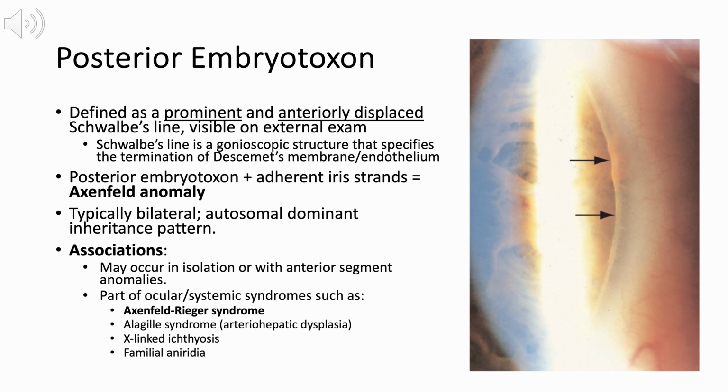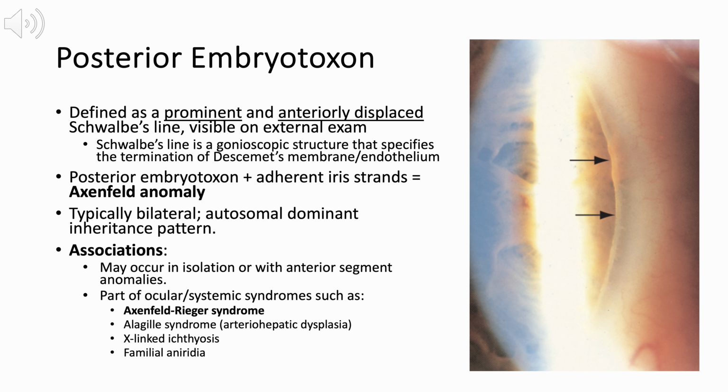It shows a close-up view of the anterior segment of the eye with two arrows pointing to a distinct, anteriorly displaced Schwalbe's line. This line appears as a curvilinear, white, elevated ridge located just central to the limbus that can be seen even without the use of a slit lamp. When this prominent Schwalbe's line is accompanied by adherent iris strands, the condition is termed Axenfeld anomaly. The trait is typically bilateral and follows an autosomal dominant inheritance pattern.